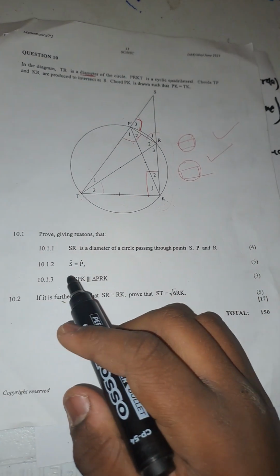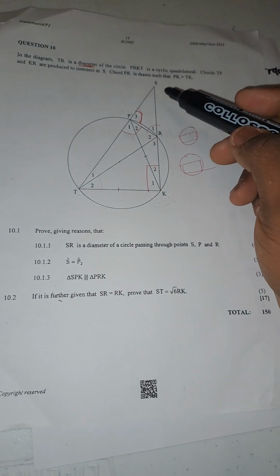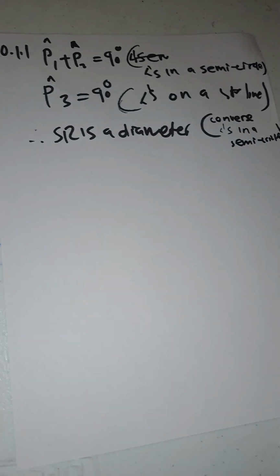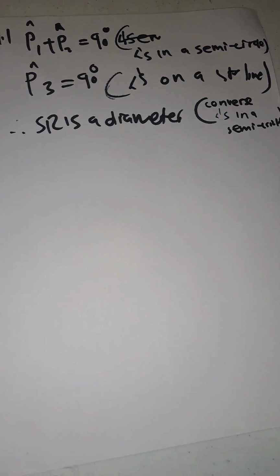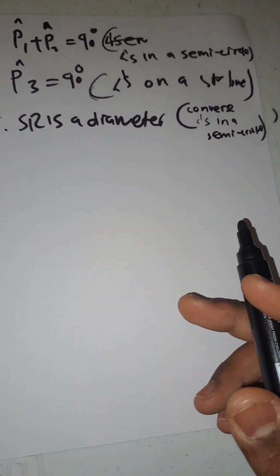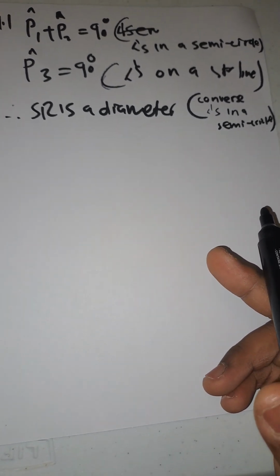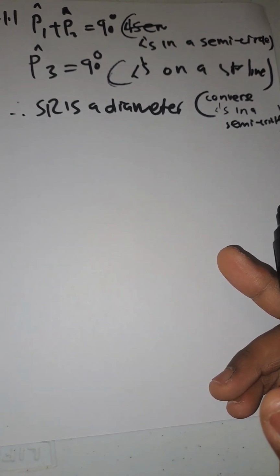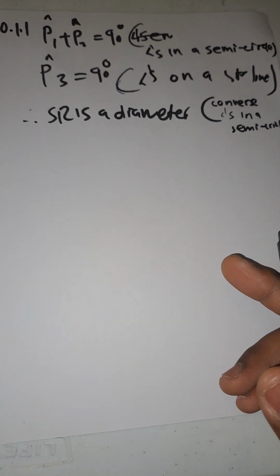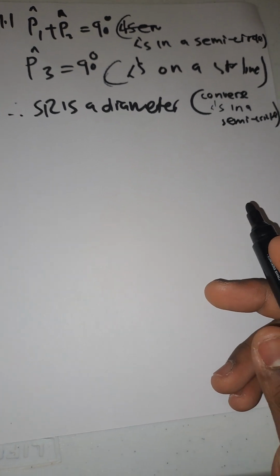They are saying prove that S is equal to P2. Now, from what I can see in the diagram there, since PK and TK are equal to each other, it means T1 plus T2 is going to be equal to P1, because of what? Angles opposite equal sides, or the angles that have equal chords. You remember that one?